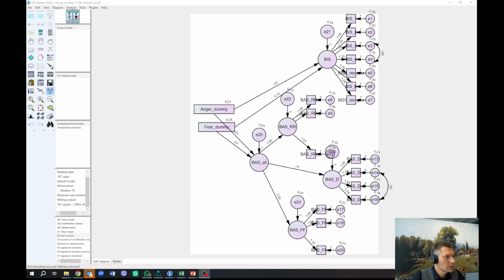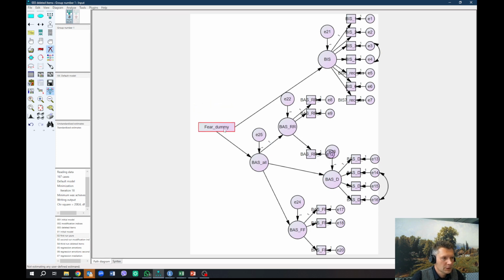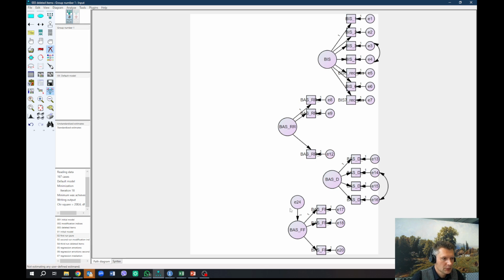We continue where we stopped, and now we want to build a more complex model that may look a bit different. So I'm going to delete all these items that we don't need at the moment. Now let's assume that the model is the following. We assume that behavioral inhibition has impact on behavioral activation RR. This has impact on behavioral activation D, and at the end they all have impact on behavioral activation F.